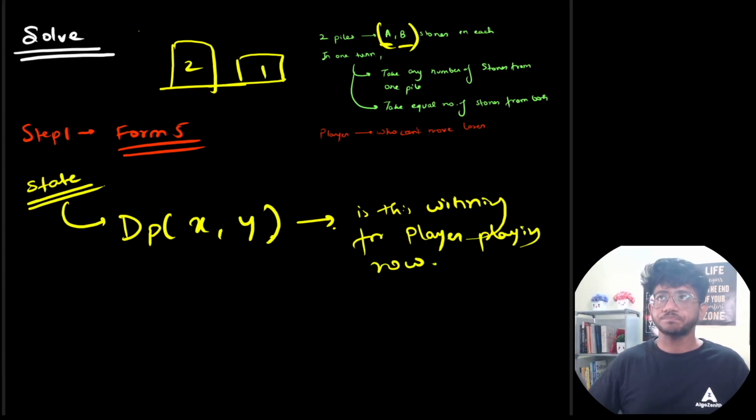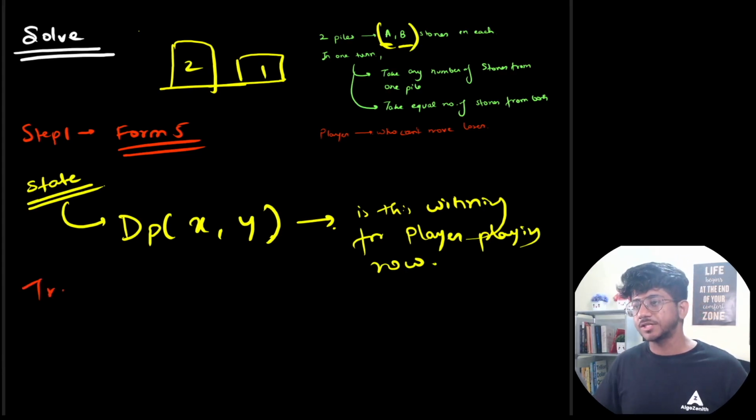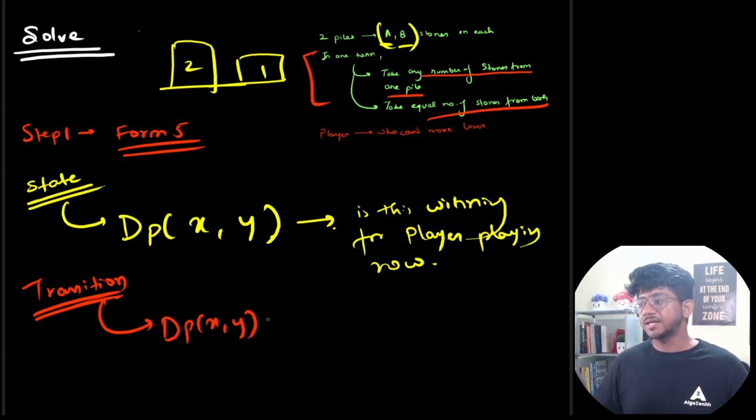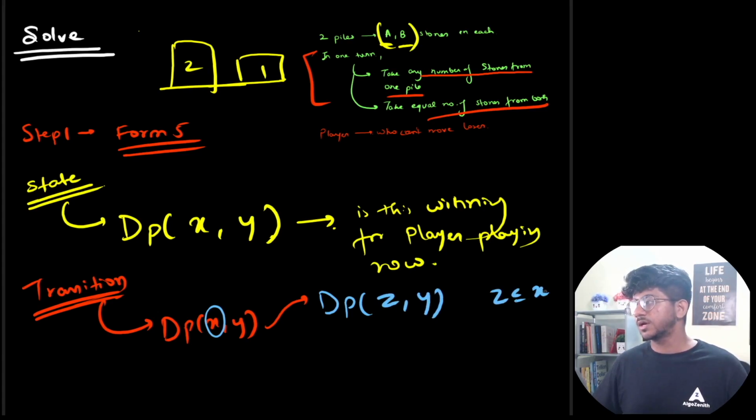Okay, that's the state. How do we decide the transition? Let's do the transition part as well. As given in this question, you can take any number of stones from one pile, or take an equal number of stones from both the piles. So from dp of x comma y, I can change the stones over here. I can go to dp of z comma y, where z is in the range x minus 1 till 0. I can go to 0 stones, or 1, 2, 3, 4 up till x minus 1. Note that I will have to take at least 1 stone out of it.